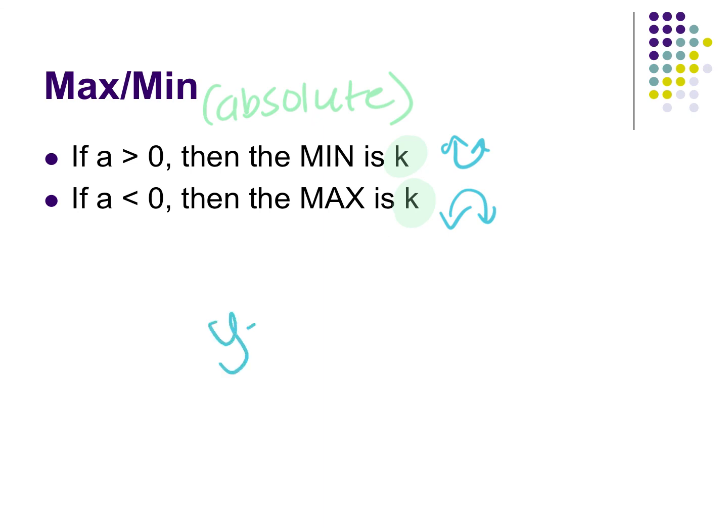You will only give me one point here. And it's the y coordinate of your vertex. So for that last one, it would have been 37/4. That would be my max. Wait, yeah, because it would open downward. It would have been my max.